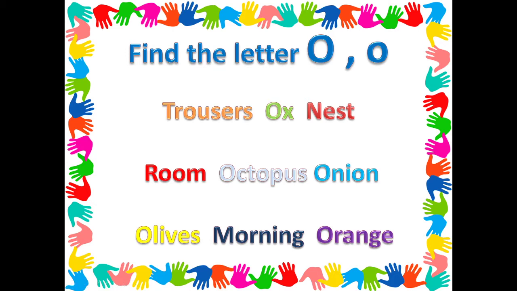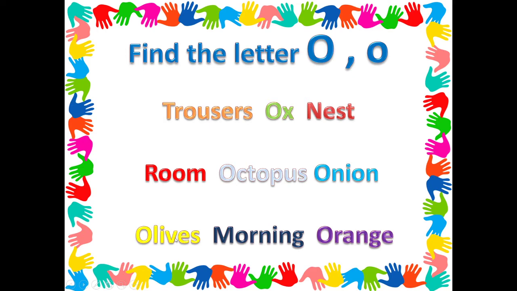Octopus. It has two O's. O capital at the beginning and O small in the middle of the word. Now, onion. O capital at the beginning of the word and O small in the middle of the word, so it has two O's. One O, two O's.